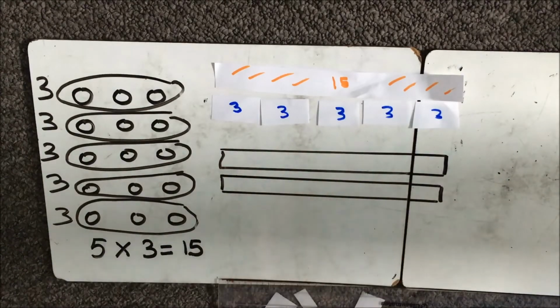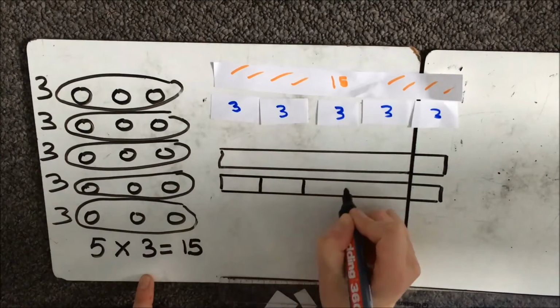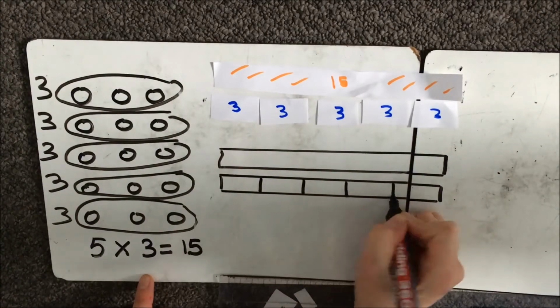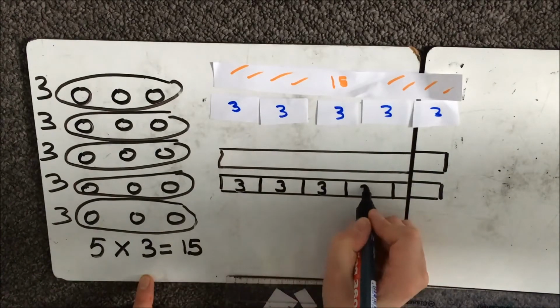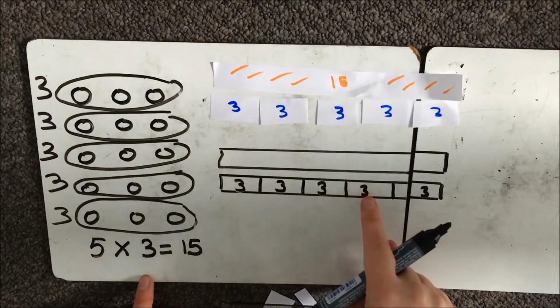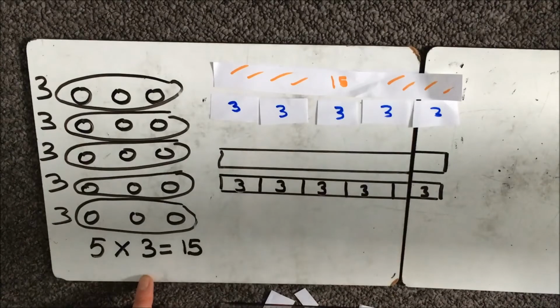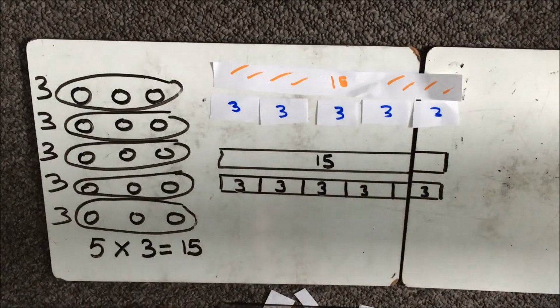What do I have to cut this into? Let's write 5 parts. 1, 2, 3, 4, 5. And on each one, I would write 3. Let's count again. 3, 6, 9, 12, 15. Pause the video, practice counting in threes. There's one more method that we just saw.